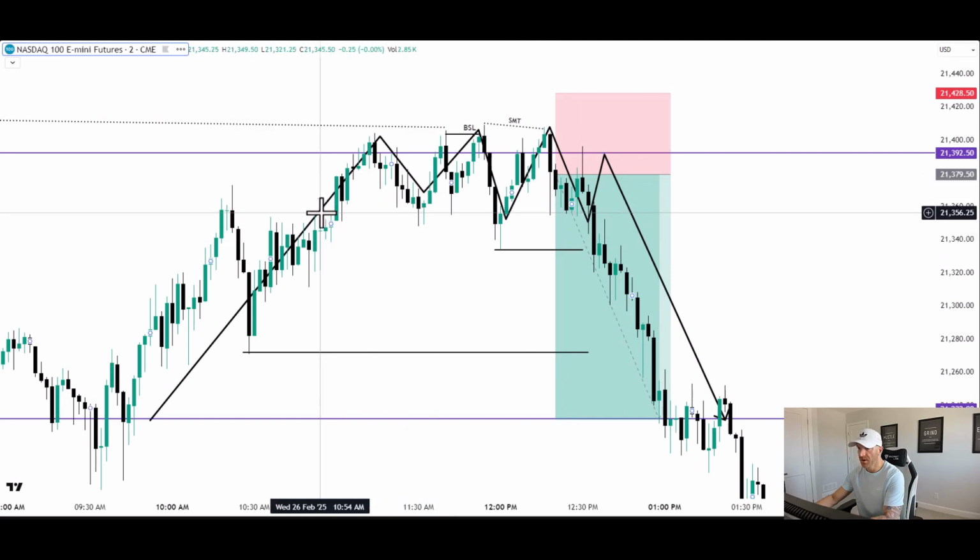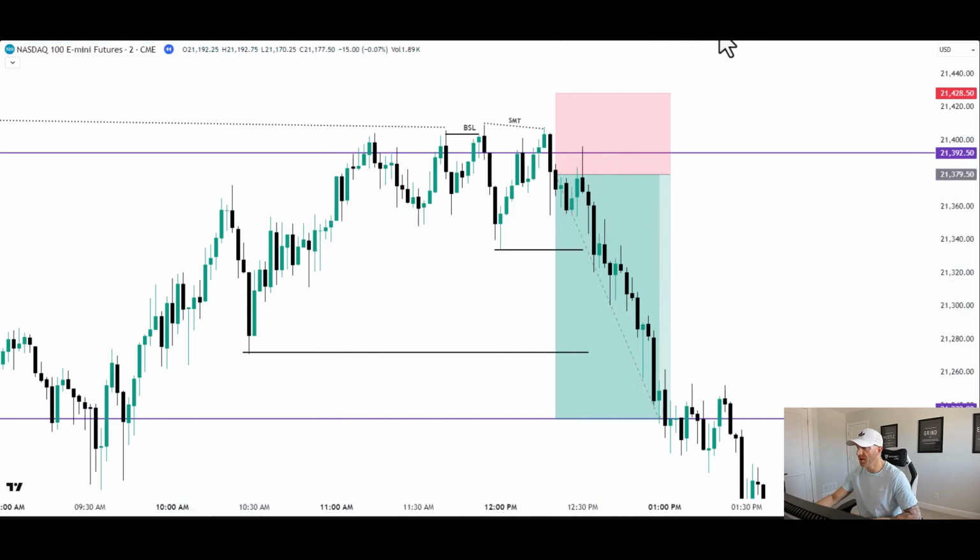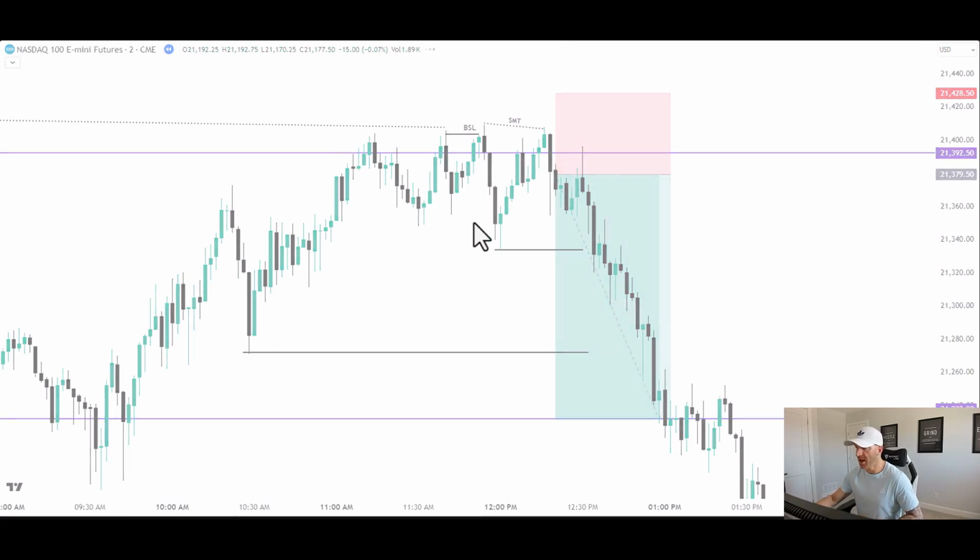So obviously, when you do take this trade, you'd be scaling out right here, you'd be scaling out right there, taking profits along the way. Just always keep that in mind. So I'm going to hop on the higher time frame and show you exactly how we got this set up.